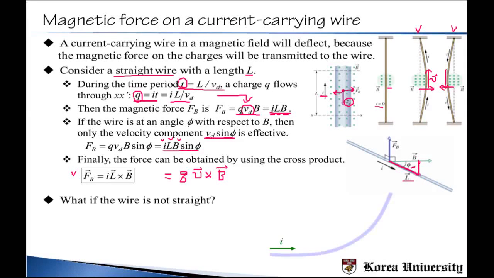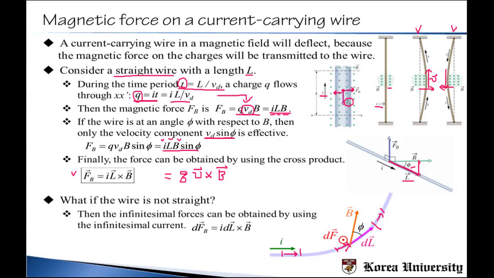Okay, and then the next question: what if the wire is not straight? Then what do you have to do? Well, if the wire is not straight, then in each section you will have a different L vector. Here the L vector will be going this way, here it will be going that way, and here it is going this way. But throughout the wire, the current is the same. That is why the current cannot be a vector. Anyway, in this case, each piece will get some magnetic force.